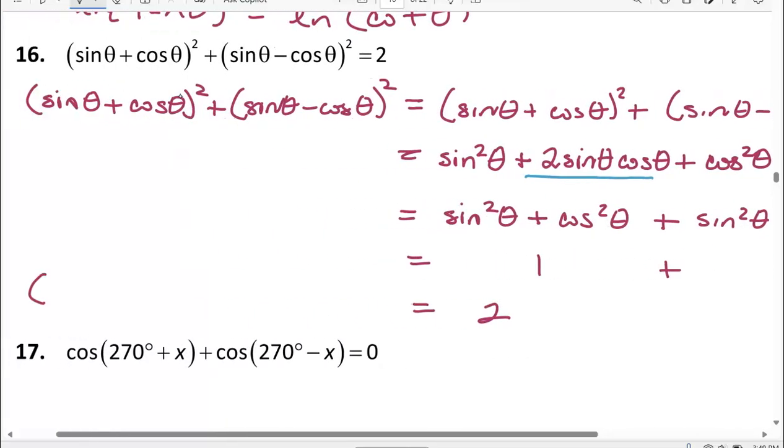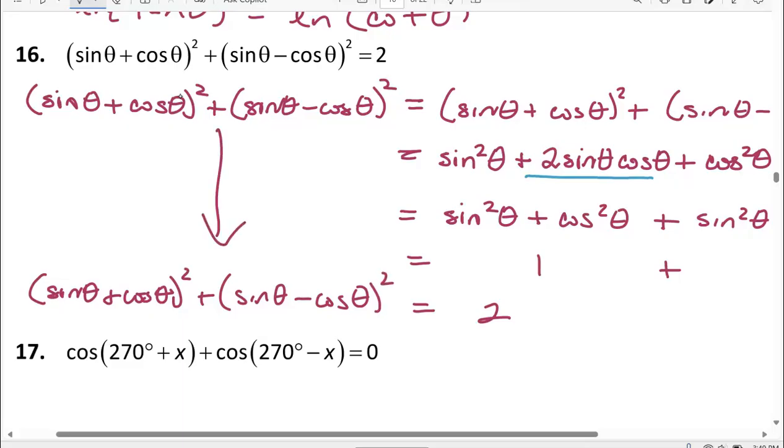So bringing down the left side, that's sine of theta plus the cosine of theta squared plus sine of theta minus cosine of theta squared equals 2.